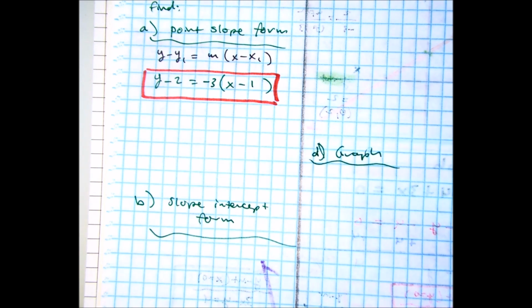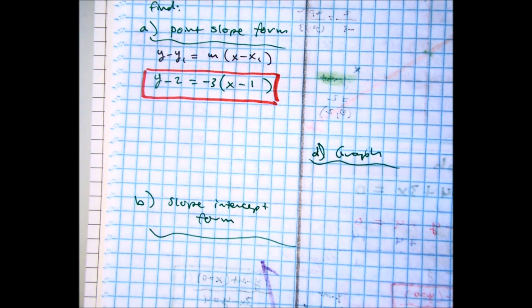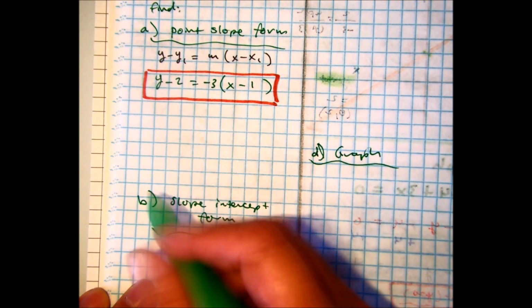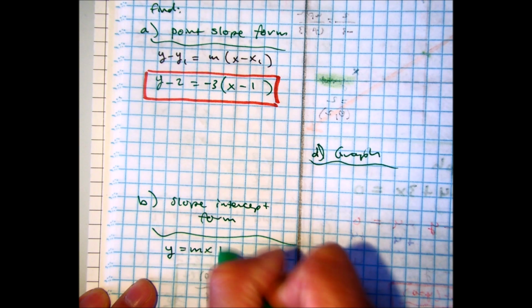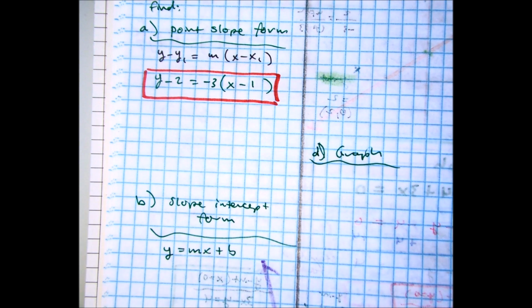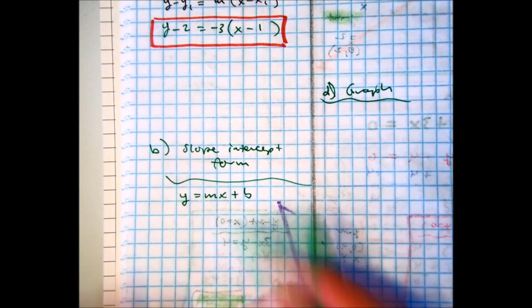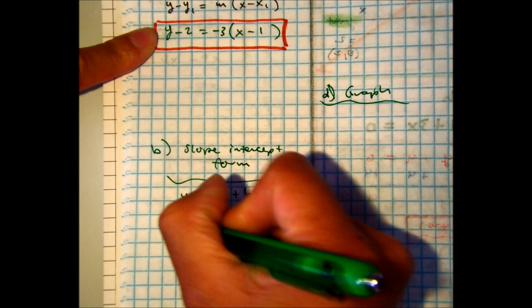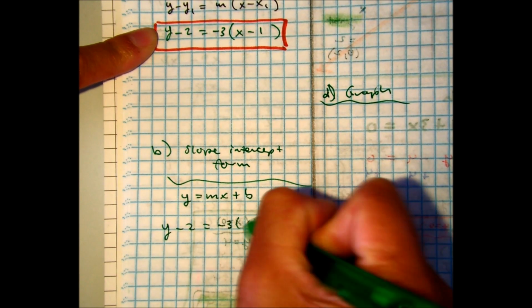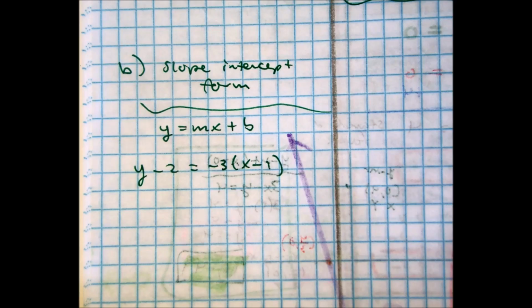Partner B, tell partner A, what is slope-intercept form? Ilea, what is slope-intercept form? y equals mx plus b. So we need to get which variable by itself, Ilea? The y variable is isolated. So we're going to basically take this equation and get y by itself. Let's write this problem here. Class, how do I get y by itself?